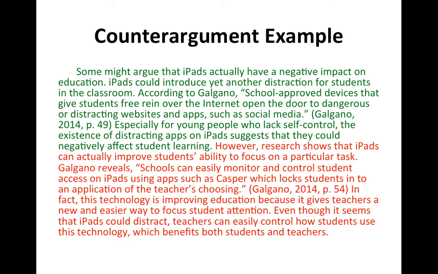Notice the text in green. That's the concession. That's an alternative point of view. It's the other side of the argument. Then in red, you have the refutation. This proves the concession wrong and makes your argument stronger.